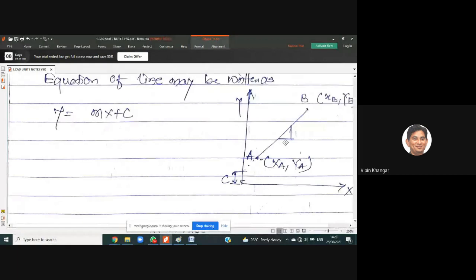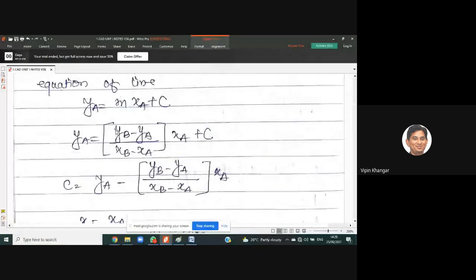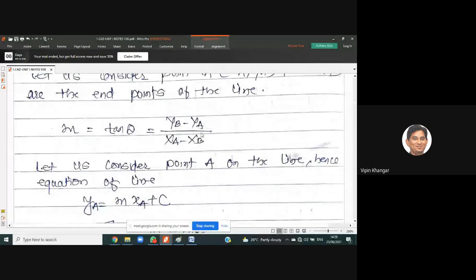See, so tan theta can be calculated by this vertical upon horizontal. So this vertical two points can be defined with the help of this yb minus ya, okay, and horizontal you can just have the xb minus xa. So these two points will just go into tan theta.